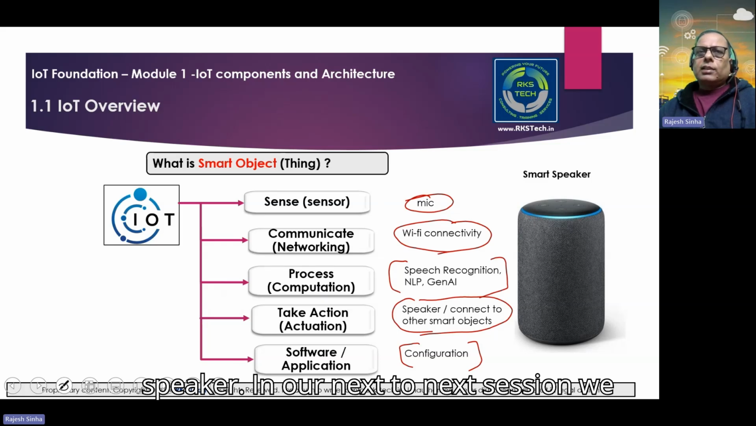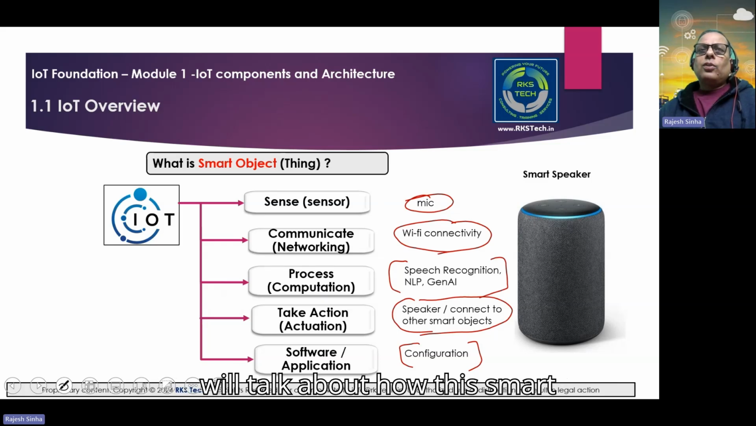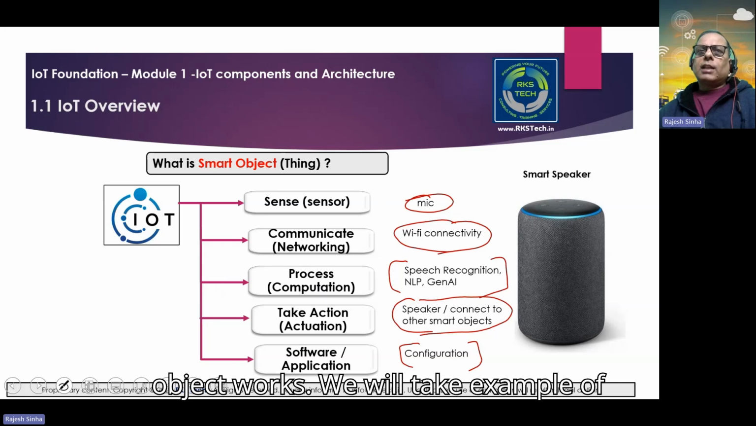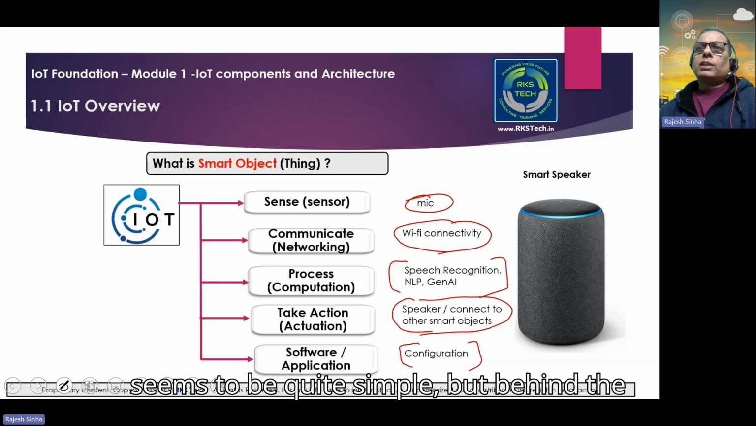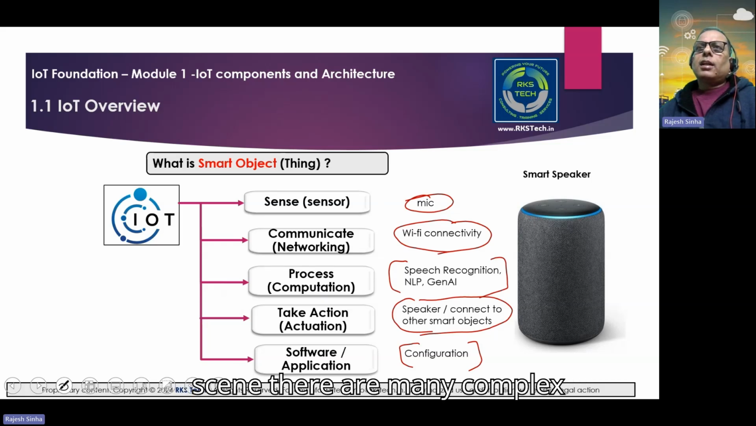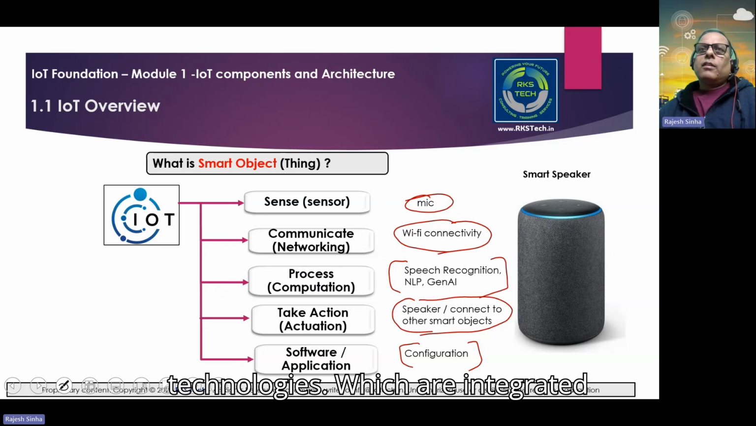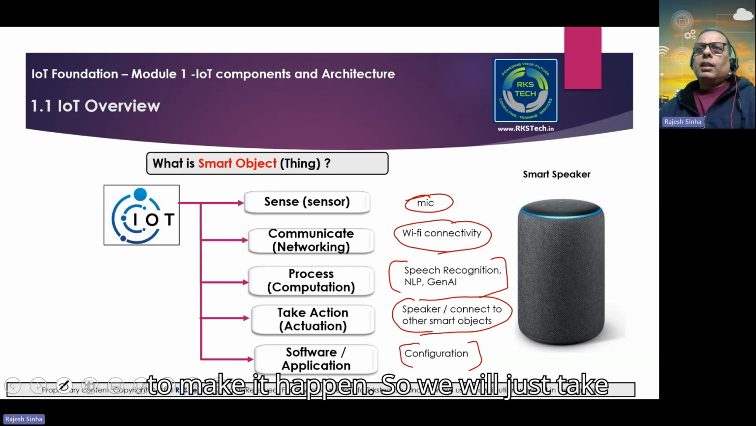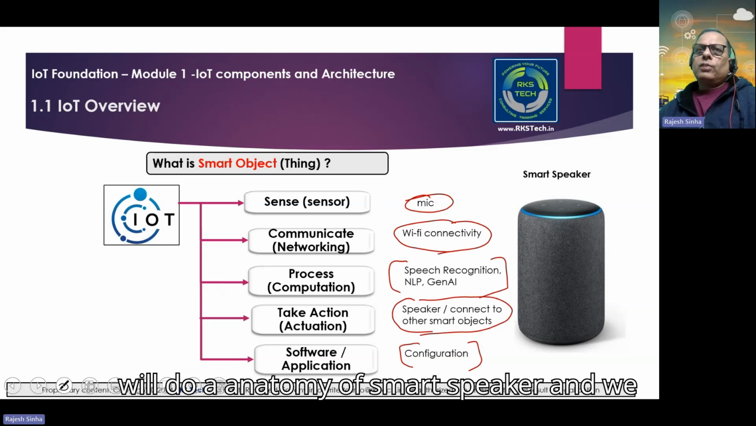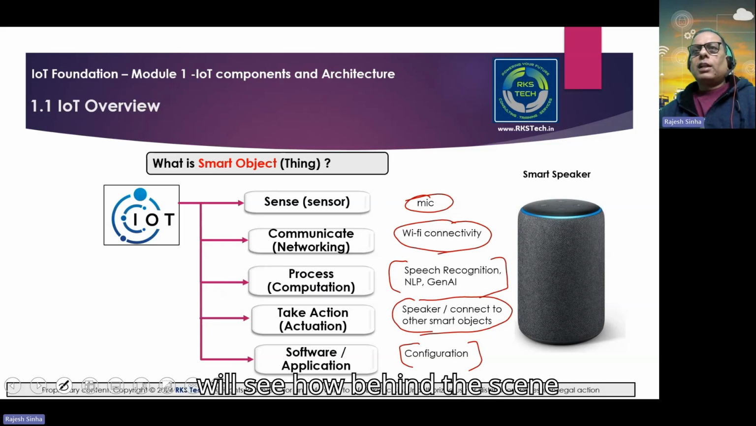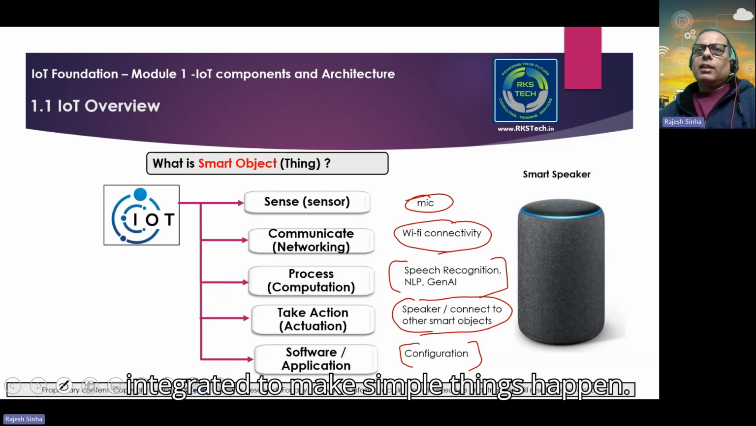In our next session, we will talk about how this smart object works. We will take the example of the smart speaker Alexa. From outside, from a user perspective, this seems to be quite simple, but behind the scenes, there are many complex technologies which are integrated to make it happen. So we will take this use case of the smart speaker and do an anatomy of it, and we will see how behind the scenes different technologies are integrated to make simple things happen.